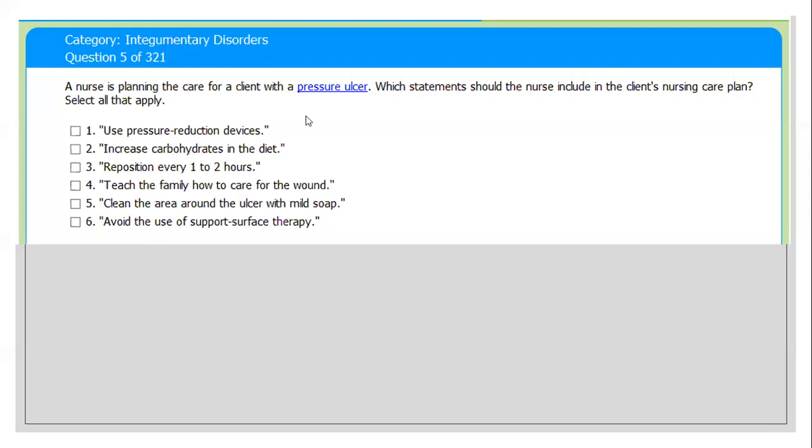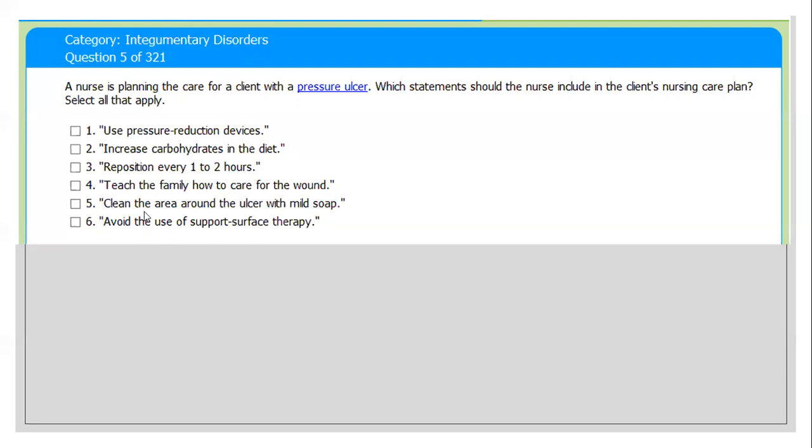So next here we said reposition every 1 or 2 hours. Very good choice, right? Repositioning increases the blood supply and you can prevent pressure ulcer. Number 4, teach the family how to care for a wound, right? Logical.